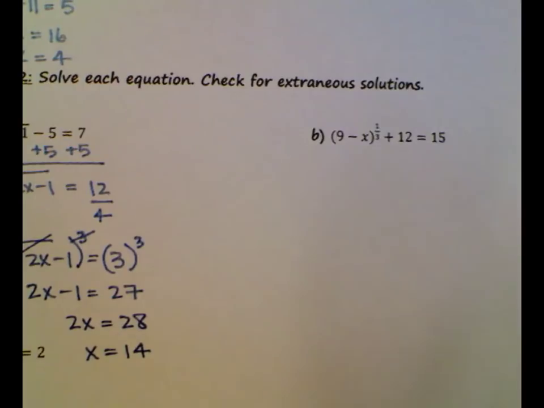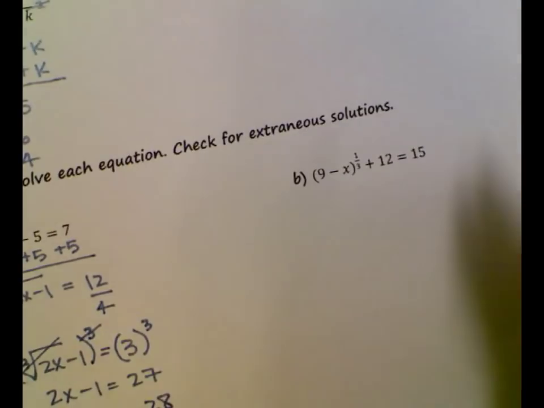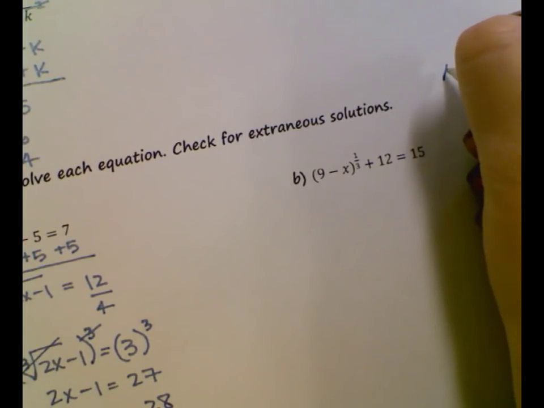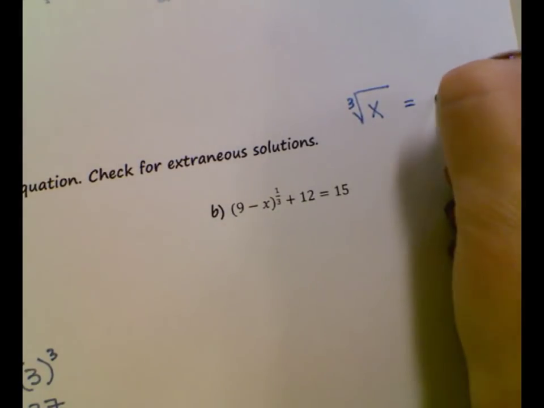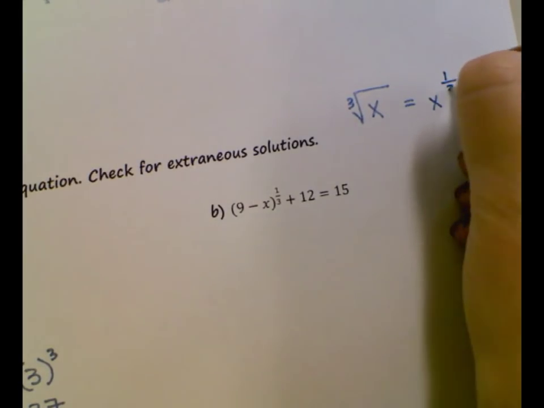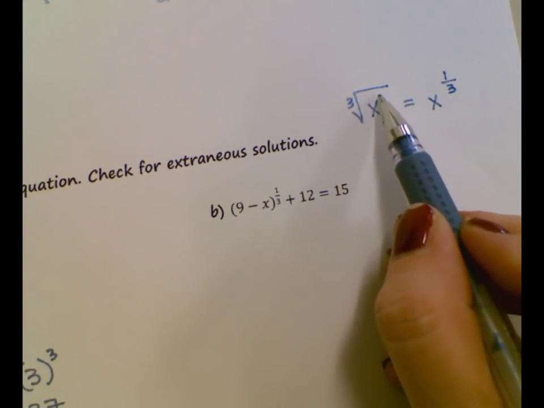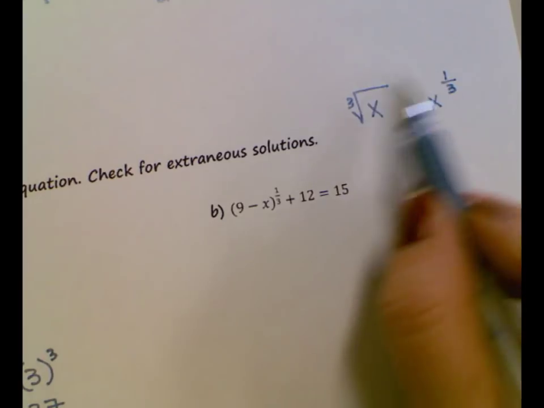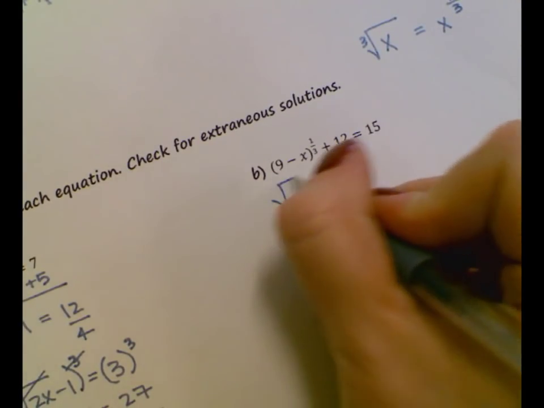All right, B. There's a little third. Okay, so up there it was a 1/2. So we know that the cube root, so say we're looking at the cube root of x, that's the same thing as writing x to the 1/3. Because again, the 3's out here, and this has an exponent of 1, so it's 1/3. So they're the same thing. So if you need to rewrite it, go ahead and rewrite it.